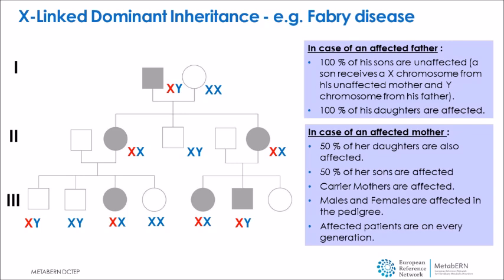In the third generation, 50% of the daughters of an affected mother receive the mutated X and 50% of the sons are affected. Carrier females are no longer carriers but are symptomatic and affected, as said before. Females and males are affected equally in the pedigree, and there are affected patients in every generation of the pedigree, as in a dominant disease.